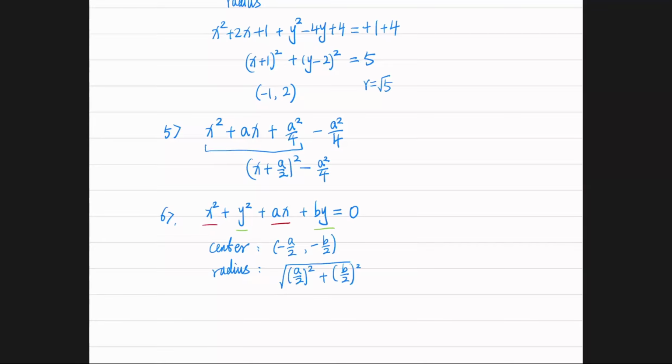So we can simplify this a little bit with factorization. We get a square plus b square over 4 under the square root. It's over 2? The square root of 2 squared is 4. Yes, I get it.